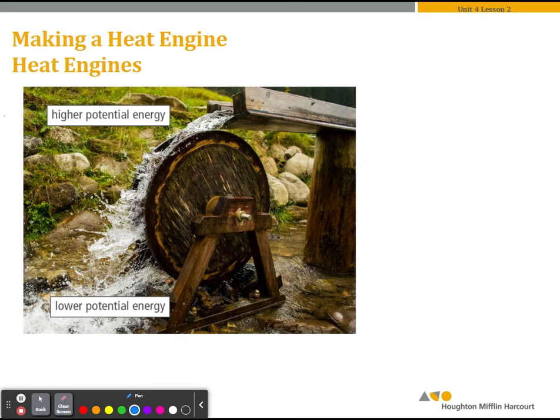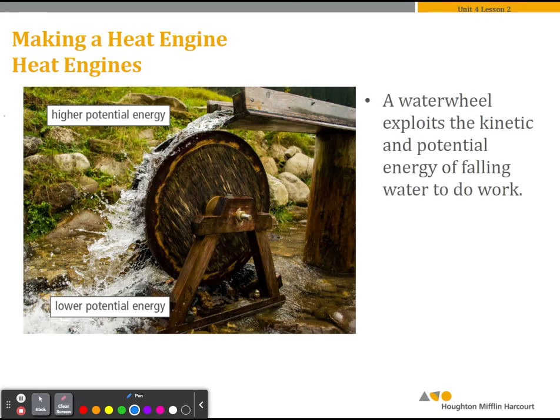So here we see a water wheel. This is one type of water wheel where the water flows from a higher point to a lower point, and as it flows, it turns that wheel. So it goes from higher potential energy to lower potential energy. And as it turns the wheel, the motion of the wheel can be used to do work. It's using both the kinetic and potential energy of falling water in this case, because the water is flowing, so it has kinetic energy, but it's also falling, so it's decreasing in potential energy.